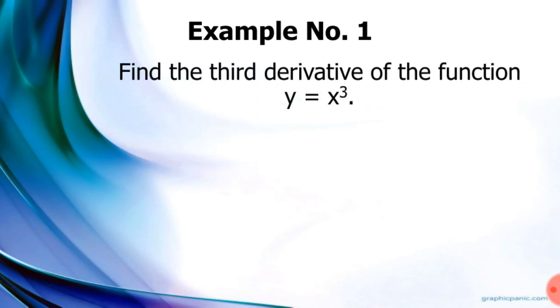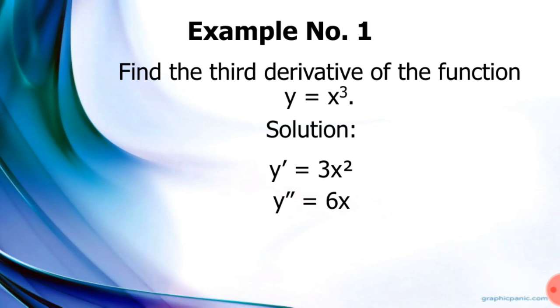Let's have an example. Let's say we're going to find the third derivative of the function y, which is equal to x cubed. To find the third derivative, we must get first its first derivative. By using the power formula for differentiation, the first derivative will be y prime, which is equal to 3x squared. Then we get the derivative of the first derivative, which is y double prime, which is equal to 6x.